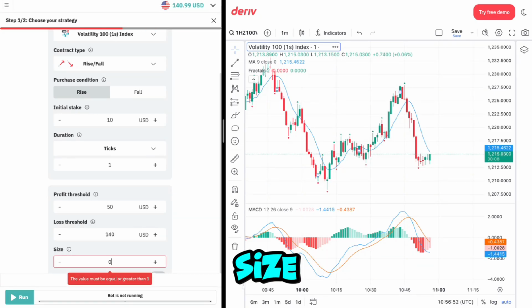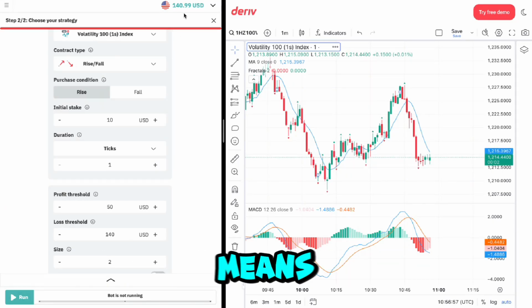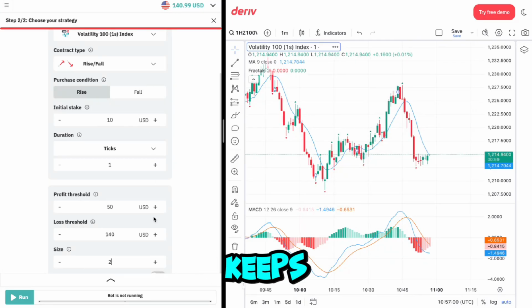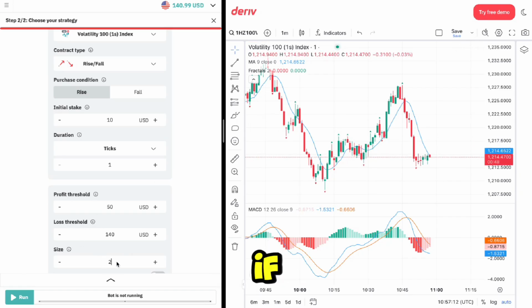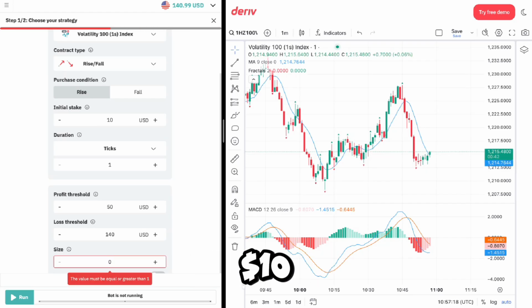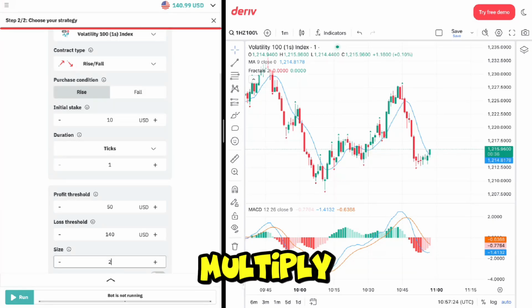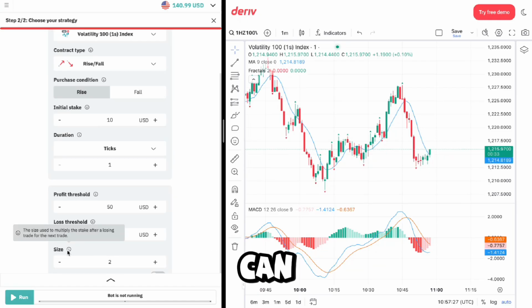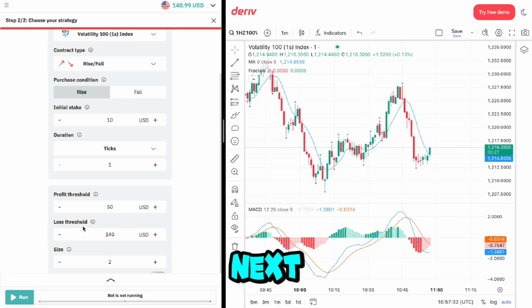By setting size you need to put these 2 so that if you lose, it multiplies the stake by 2. So that's martingale, but it means your amount keeps going down faster. So if you're using martingale, make sure you are getting sniper entries or you're getting accurate entries so that you don't lose your money. But if you leave it as 1, it will not multiply. So if you lose $10, the next trade will be with $10. But if you have 2 or 3, 2 and above, if it's 3, it will multiply by 3. If it's 4, multiply by 4. So you can read what it does here. The size is used to multiply the stake after a losing trade for the next trade.